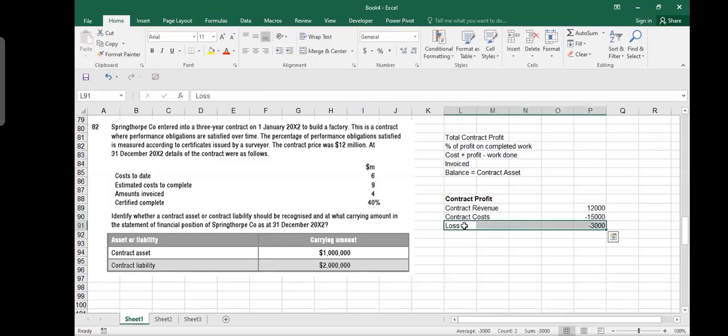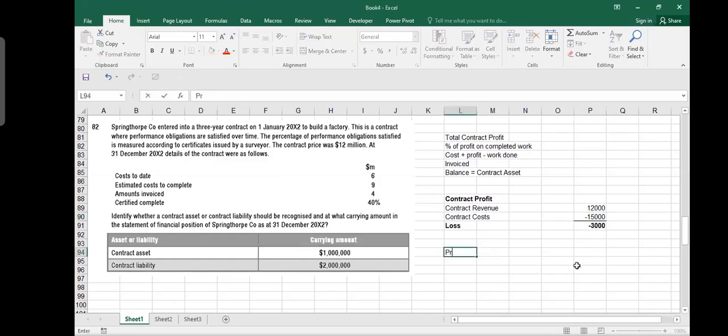Okay, so when you see a loss, what do you do? Now please, you need to pay attention. I will write down one sentence. Profits we accrue and split over time. Losses are recognized immediately. And this is the concept of prudence which we are using. Listen, what does that mean? I will do this question later. First, you understand the concept.